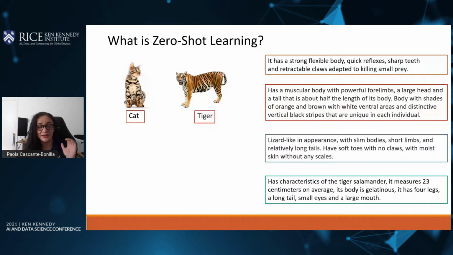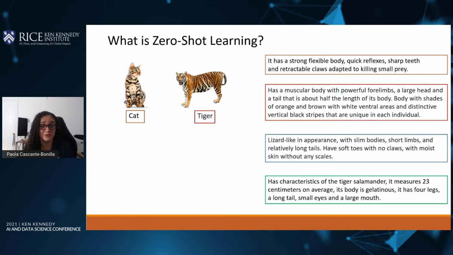Tiger. Now, if I add these other 2 extra captions: lizard-like in appearance with slim body, moist, without any scales, no claws. And this other one is, okay, this is a tiger salamander. What is a tiger salamander? It has characteristics of a tiger salamander. A salamander is like this one, but a tiger salamander is like this one. So it has 4 legs, small eyes, large mouth, long tail.